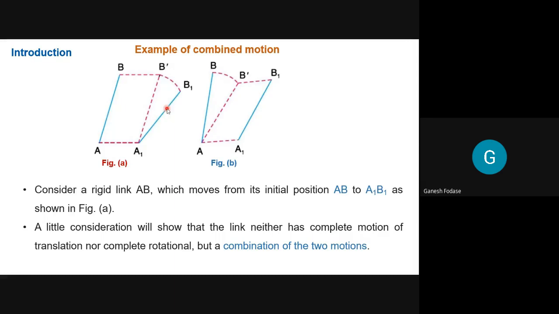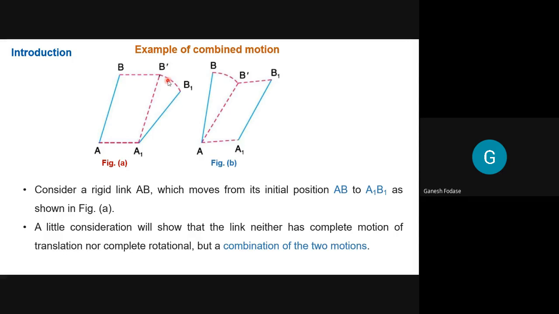Now tell me, when it is moving from AB to A1, B1, its motion is a combination of translation as well as rotation. What do you understand when I say translation and rotation? The complete motion from AB to A1, B1 is a combination of two motions. Let's say from AB to A1 B dash, it is translation, and then from A1 B dash to A1 B1, it will rotate. So I think you get the idea of what I said. It is a combination of translation and rotation.